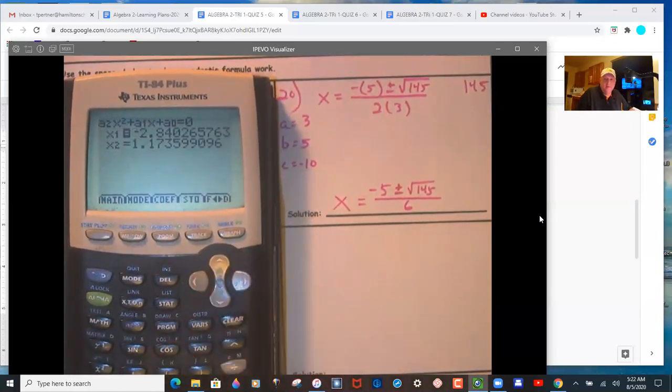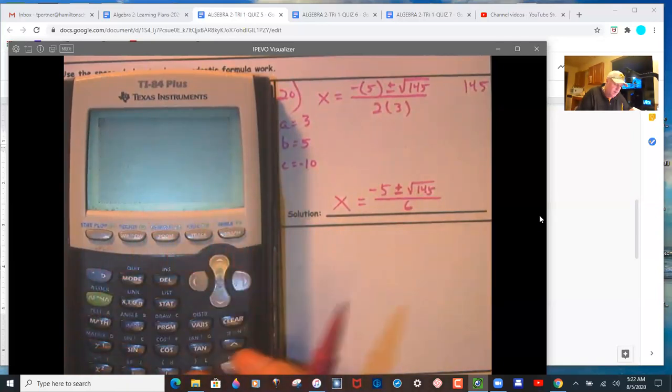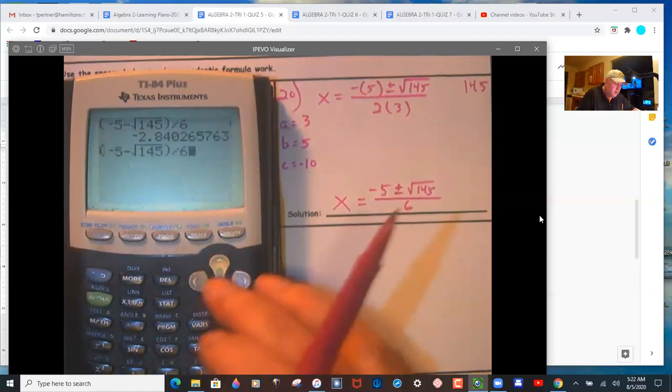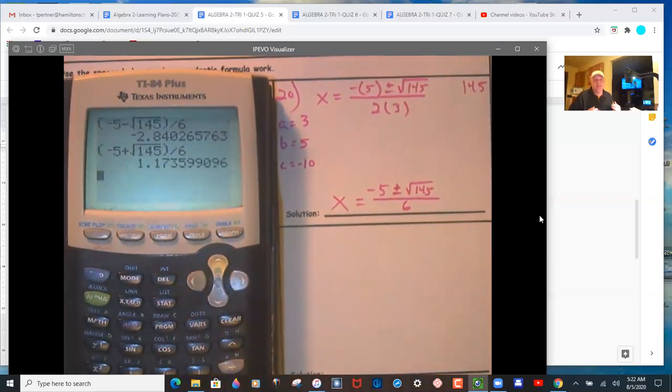Those two values right there are what you get when you do this. So if I was to go out to my main screen, remembering -2.8, I'll just do one of these, minus the square root of 145 over 6. So it's doing that value. And then if I just went and changed the sign, it would give me the other one. So it's just the exact values of the roots. That's all that's going in.